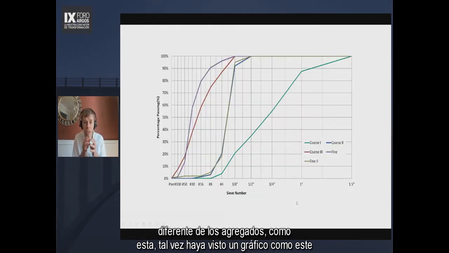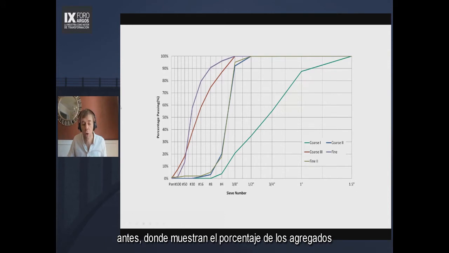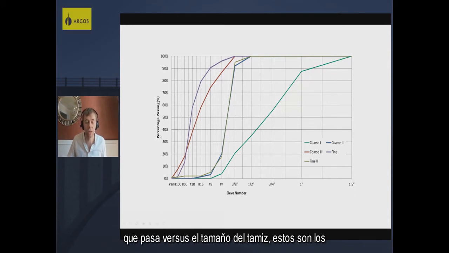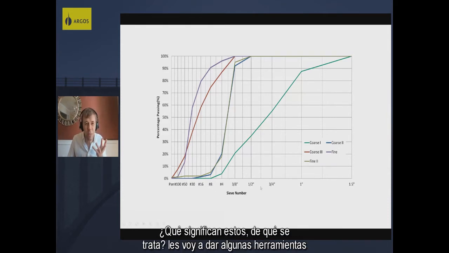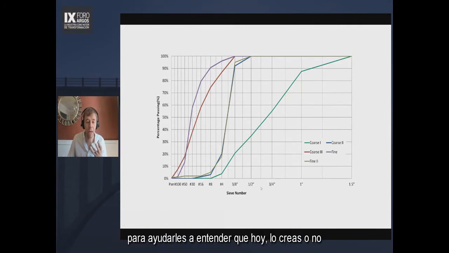Like this, maybe you've seen a plot like this before, where they show you the percentage passing of the aggregates versus the sieve size. These are the smaller aggregates, these are the larger aggregates. Like, what do these mean? What are they about? We're going to give you some tools to help you understand that today.